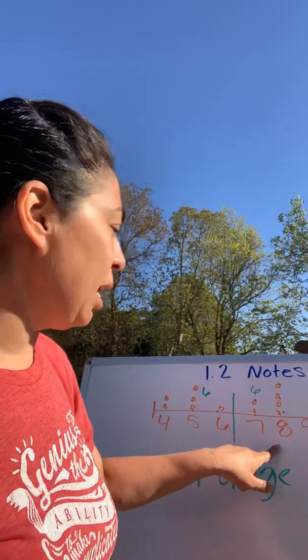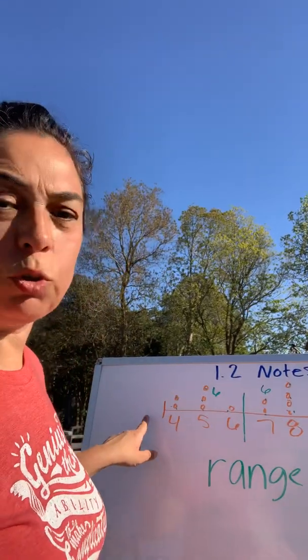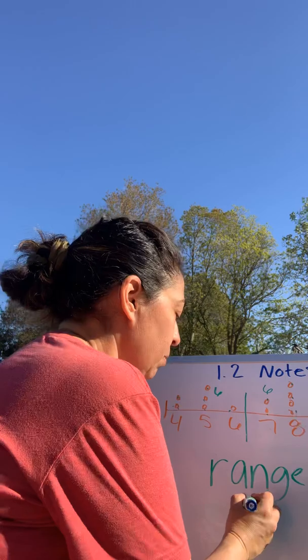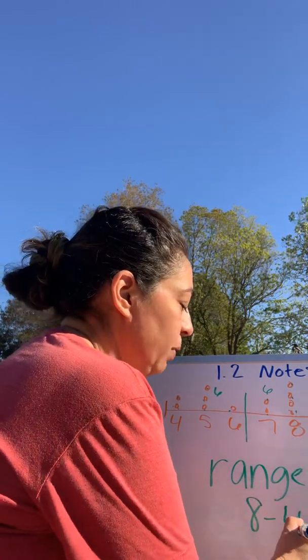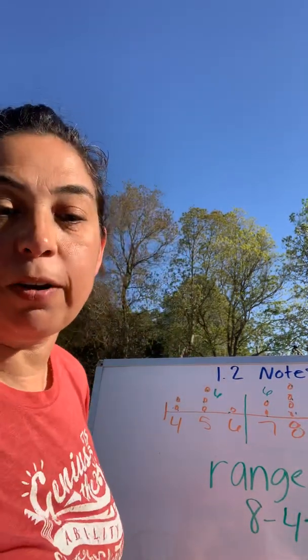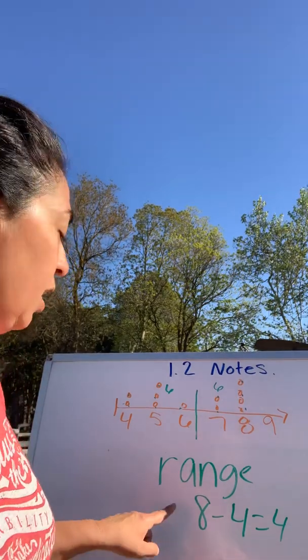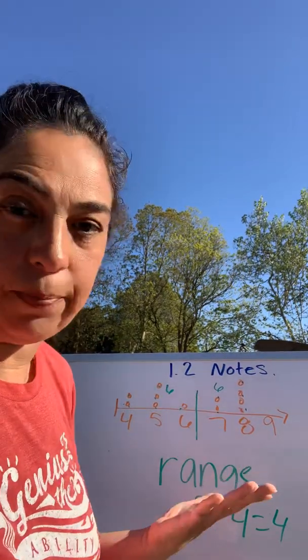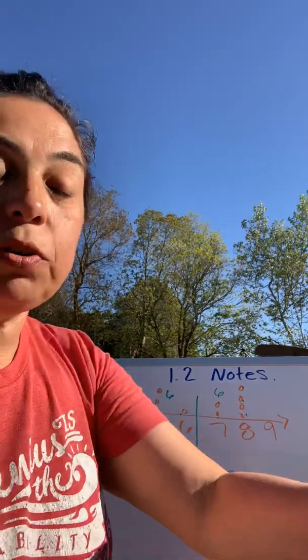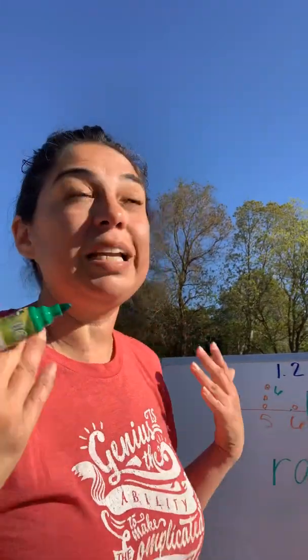So for range, I would take 8, I would subtract 4. My largest number minus my smallest number gives me my range. So in this case, 8 minus 4 equals 4. So these vocabulary words need to be in your vocabulary that is due on the 28th.